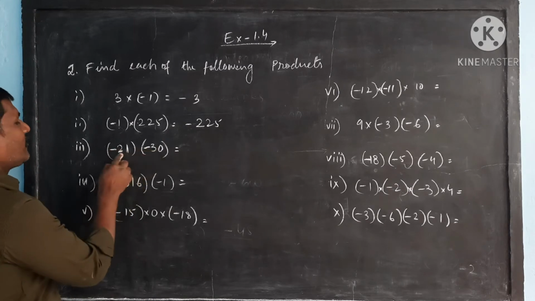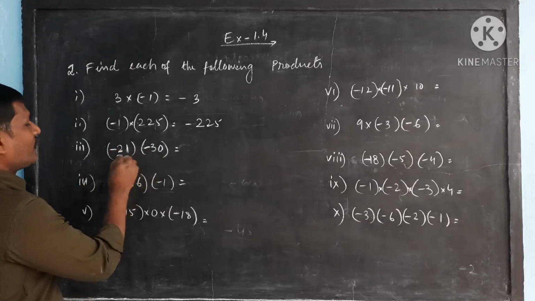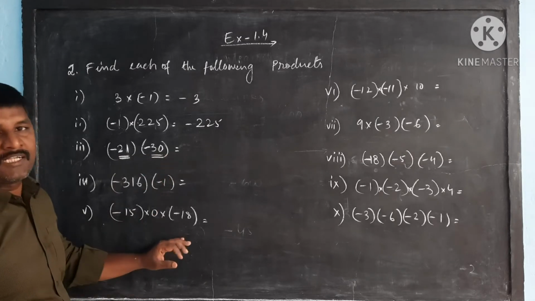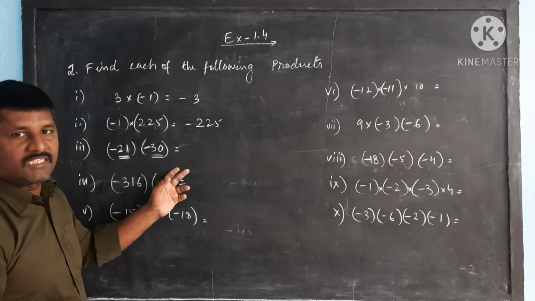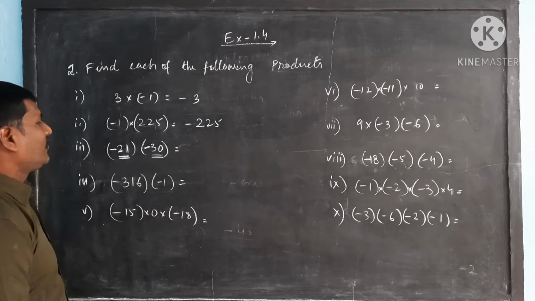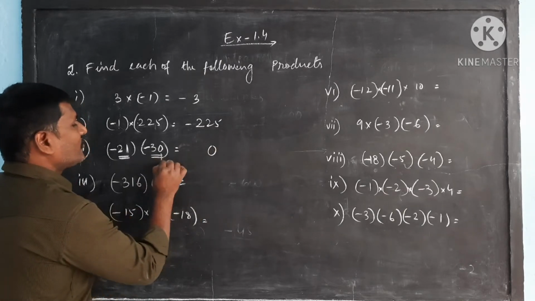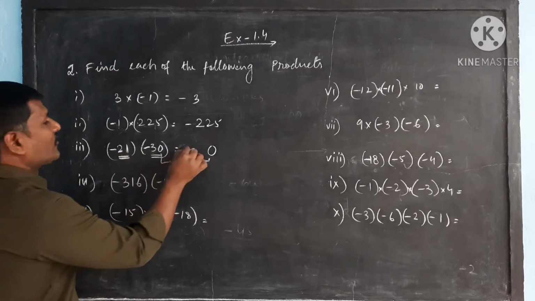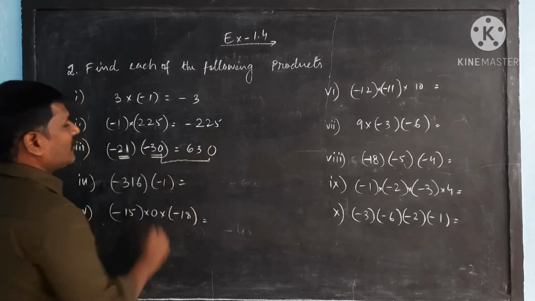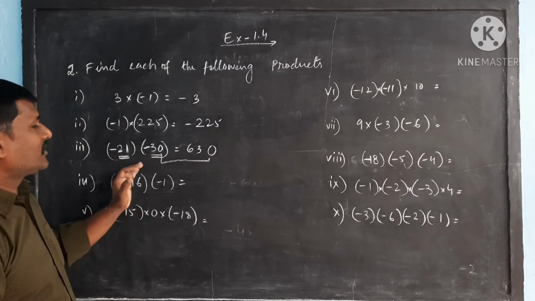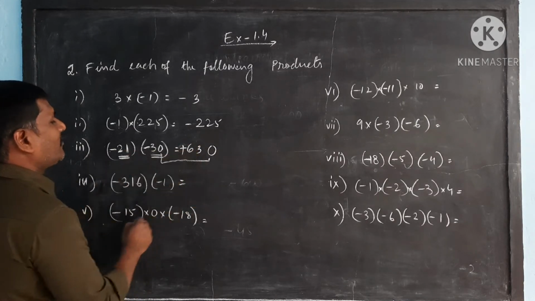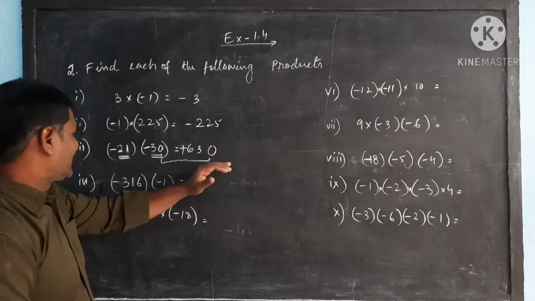Now look at 21 into 30. When you multiply with a number whose last digit is 0, there is no need to multiply by the 0; you can write the 0 at the end. So you can write 0 at the end, then multiply 3 into 21. So 21 into 3 is 63. What about signs now? After multiplication you have to take care of signs. Minus into minus is plus, you can write plus or simply you can write 630.